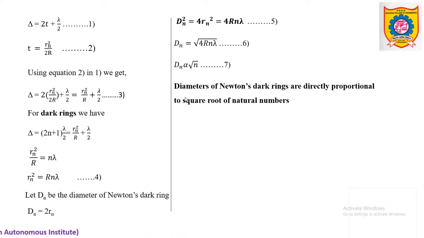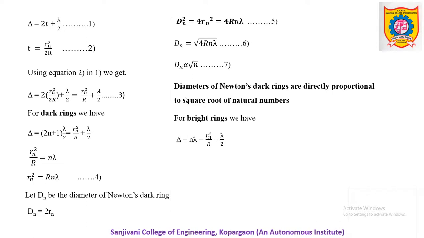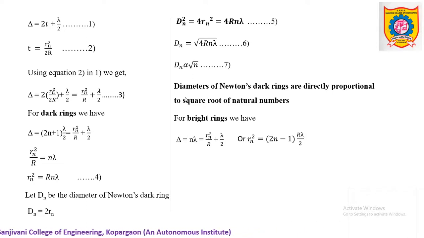Now the same process can be applied to bright rings also. For bright rings, we have the path difference equal to n lambda equated with Rn square by R plus lambda by 2. Let us simplify it for Rn square. The equation becomes Rn square is equal to (2n minus 1) R lambda upon 2.